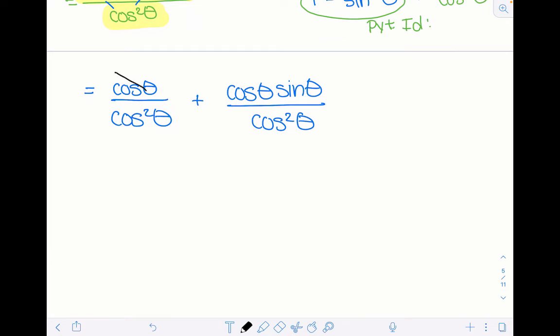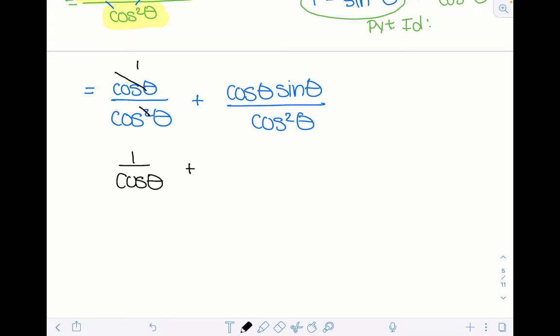So on the left, the cosine cancels, and remember, it doesn't disappear completely, it becomes a 1. And cosine squared in the bottom, since that's cosine times cosine, means one of them cancels. So we're just left with cosine and not cosine squared. So that's 1 over cosine theta.